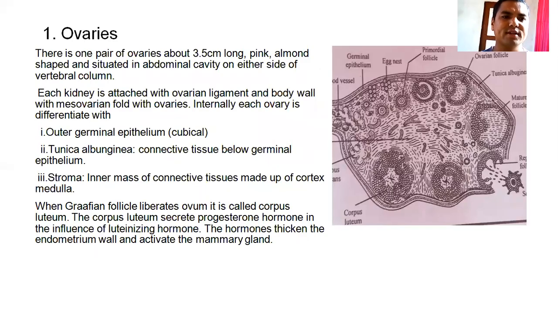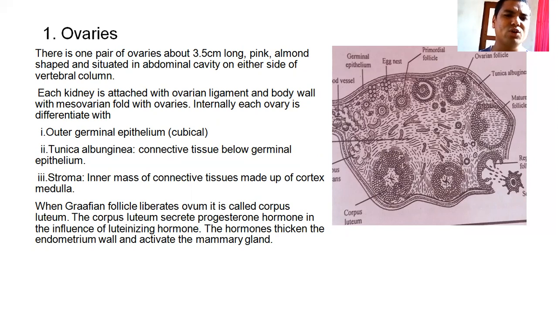First of all, the ovaries. There is one pair of ovaries, about 3.5 centimeters long, pink and almond shaped. That almond shape you can see in this figure also. They are situated in the abdominal cavity on either side of the vertebral column. This is the location of the ovaries.